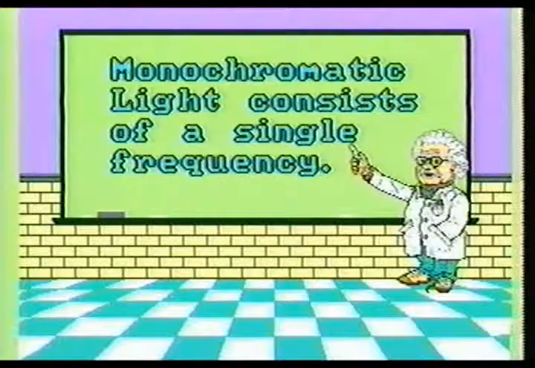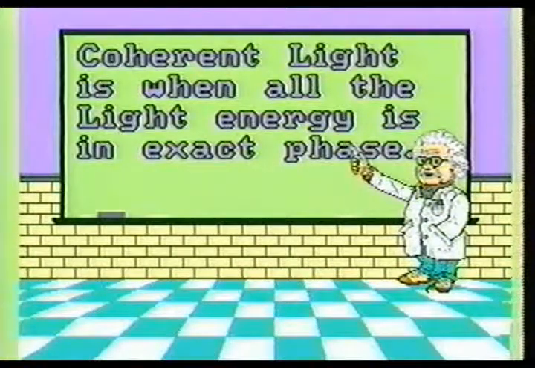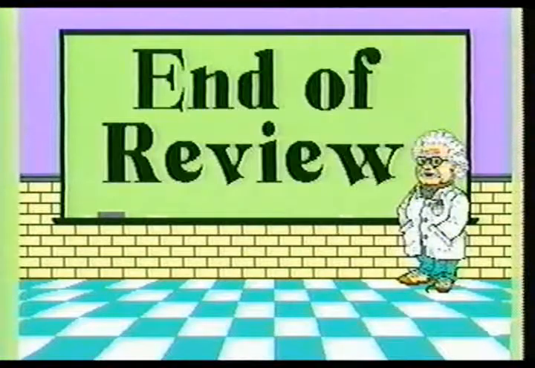A monochromatic light is a light which consists of a single frequency. A coherent light is a light which is a single frequency and all the light energy is in phase with itself. This concludes review number 1.